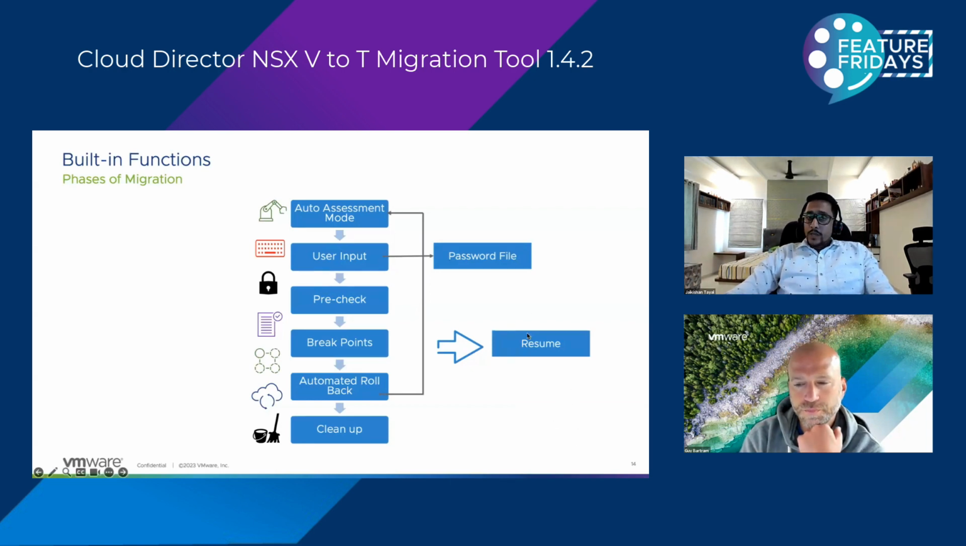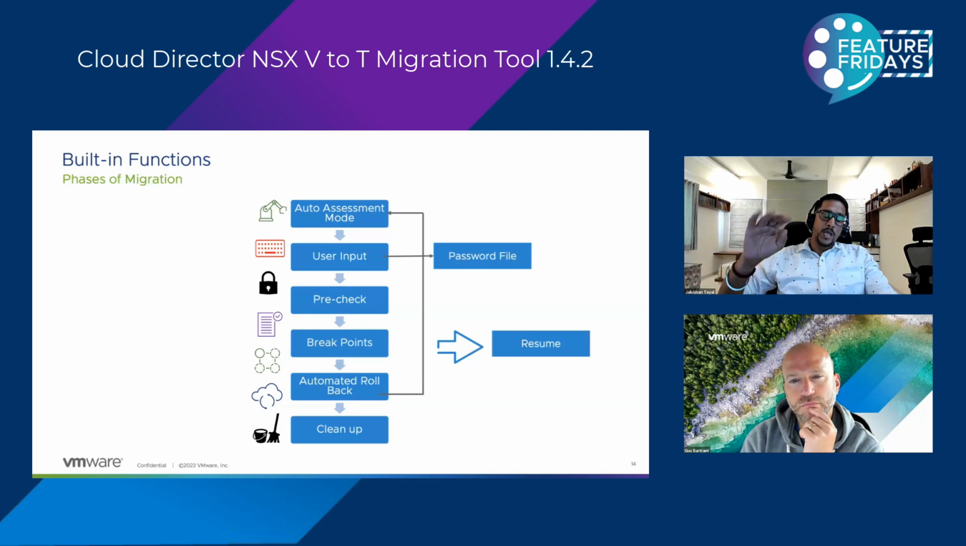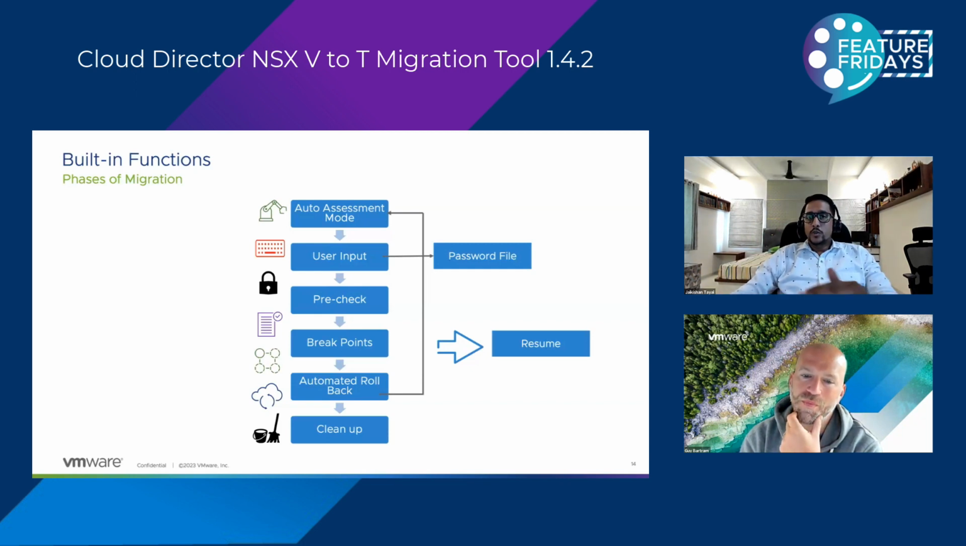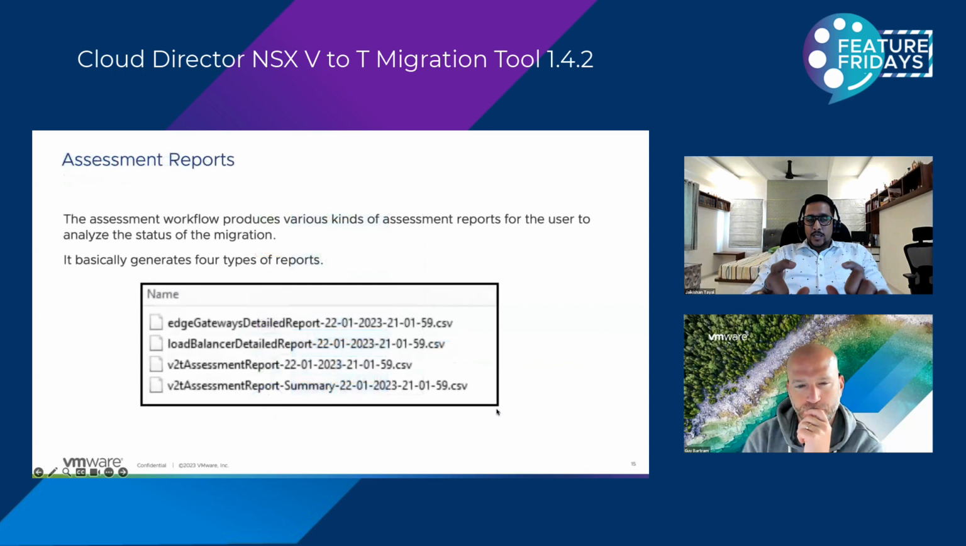Now, the good thing about this tool is that, let's say, for example, you're running an assessment or a pre-check, and it failed at a certain stage. You get an error message, and then you have to go fix the error. Once you run the command again, the good point is it will resume from where the pre-check failed, and it will continue from there. So it will not start from the beginning. That's the advantage of this tool. It knows where it stopped, and from which point it has to continue, basically.